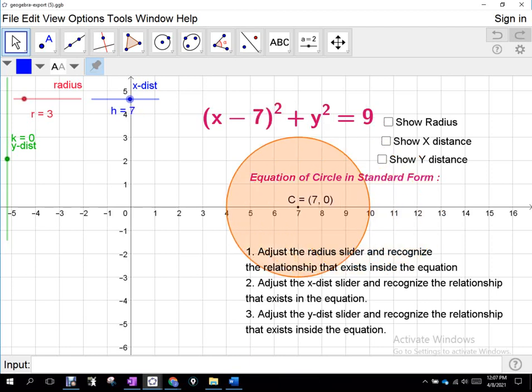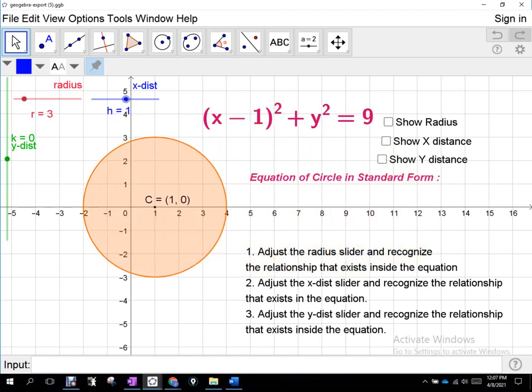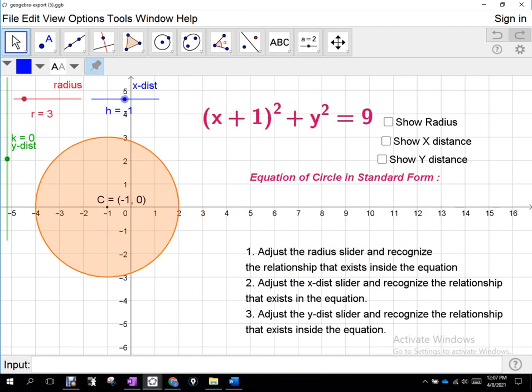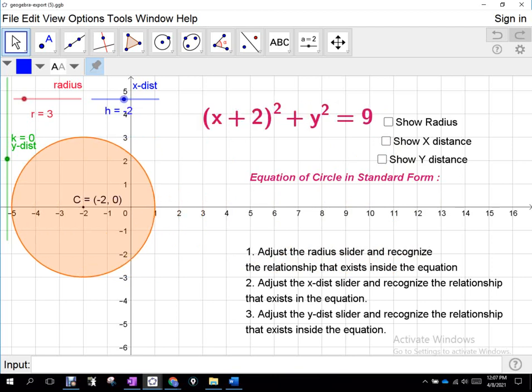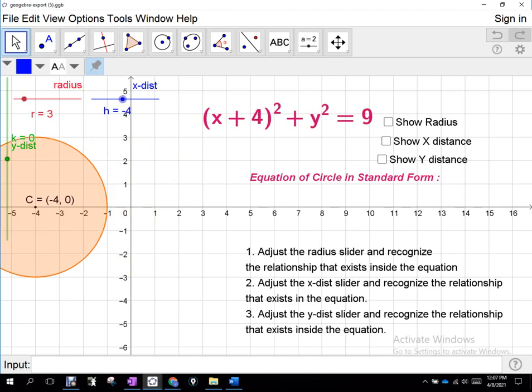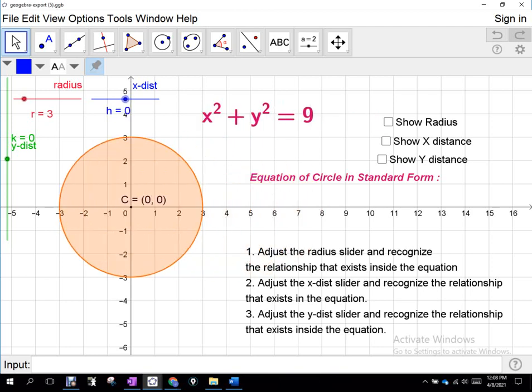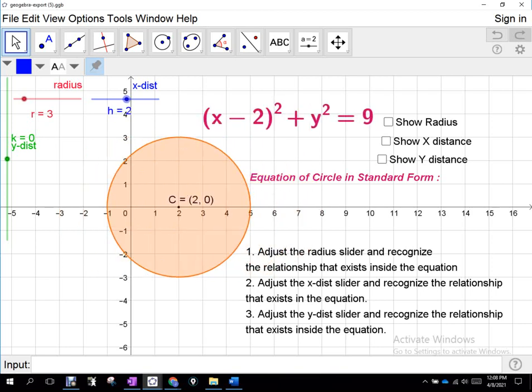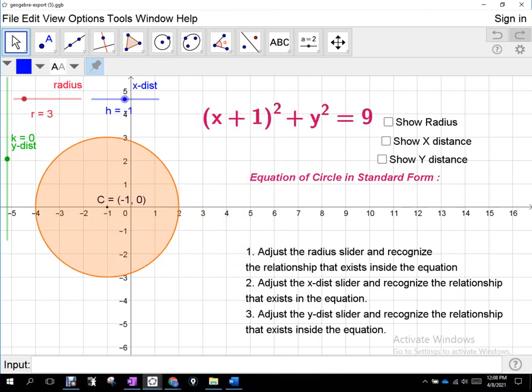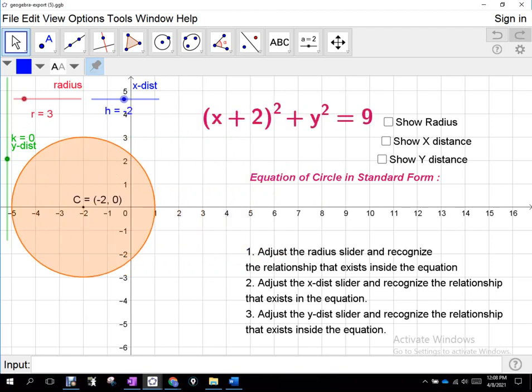Now, what do you think is going to happen if I wanted to move it to the left? It turns into a plus: x plus 1, x plus 2, x plus 3. So if I'm moving to the right, you subtract how far you're moving to the right. If I'm moving to the left, I add how far I'm moving to the left.